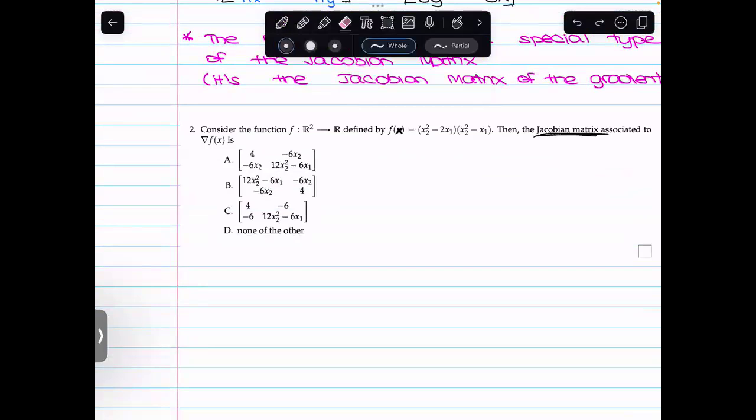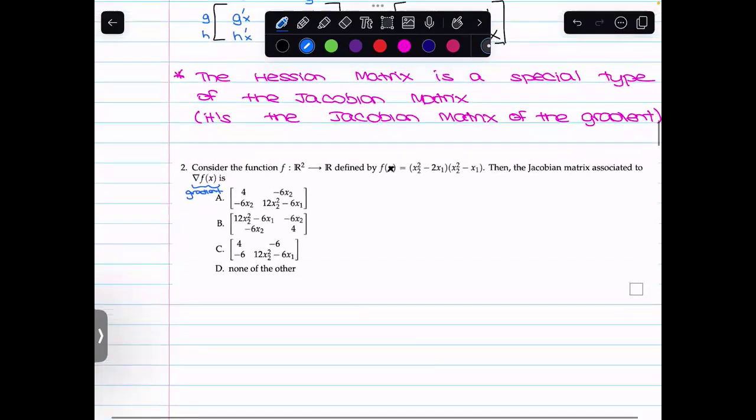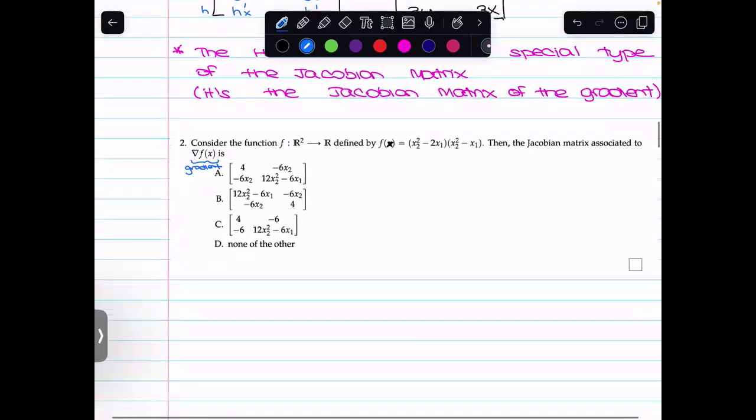So this is a notation for the gradient. And we want the Jacobian of that. And so, as I said before, when you do the Jacobian of the gradient, that's just the Hessian matrix. So all they're asking for here is just the Hessian matrix. So it's not really anything special. It's just that the way that they worded it was a bit confusing.